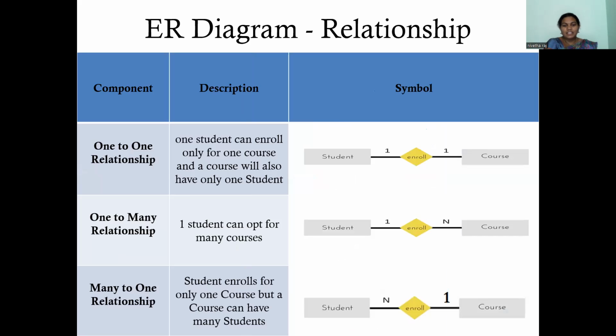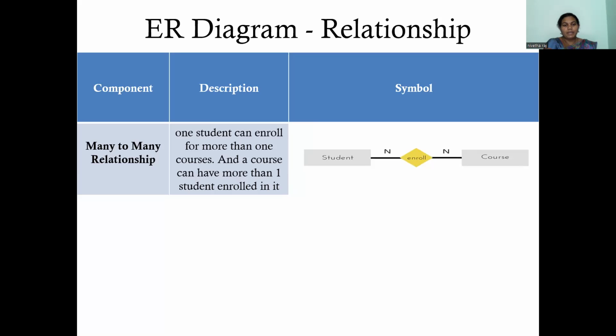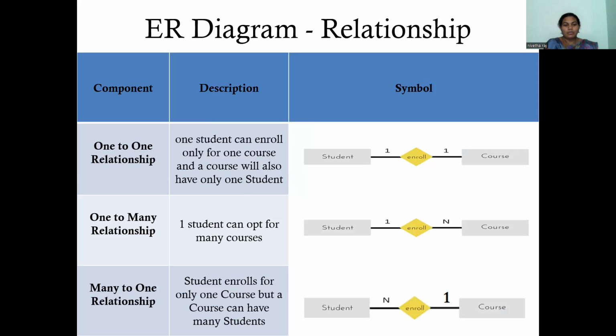Now the diagrams of the relationship. So one to one, one to many, many to one, and then many to many relationship. For example, one student enrolling in only one course means that is a one to one relationship. If one entity is related to another single entity, that is a one to one relationship. One entity related to multiple entities means a one to many relationship, and then a many to one relationship, that means many entities.